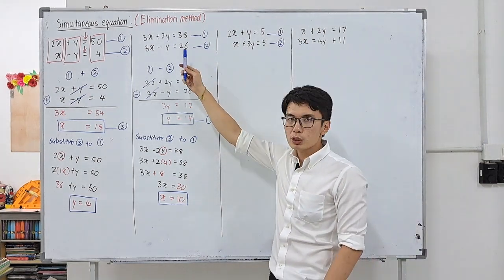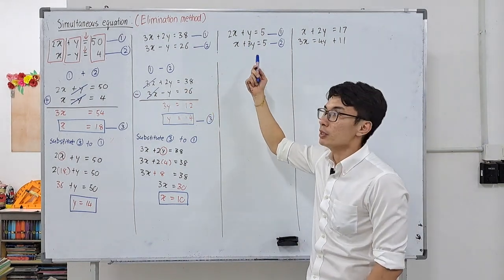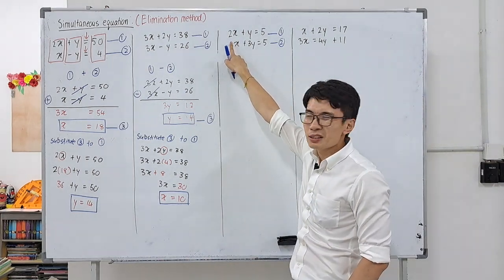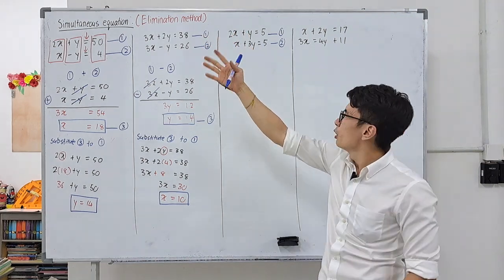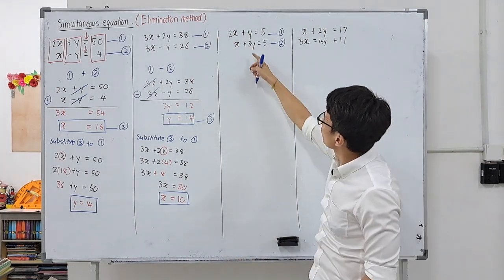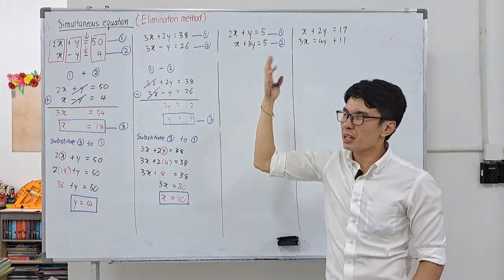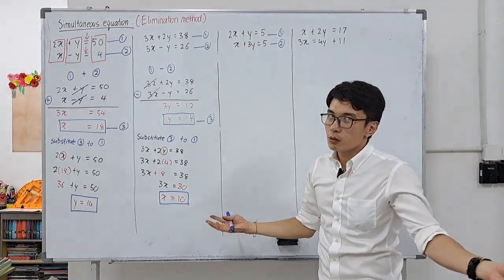Alright, but if you notice over here, I can't eliminate directly like this one, right? Because no matter if I plus or minus, 2 minus x, that's going to give me x. I didn't eliminate it. 2 plus x, that give me 3x. So the same goes for here. If I subtract, that will give me negative 2y. If I add, that will give me 4y. So what do I do?